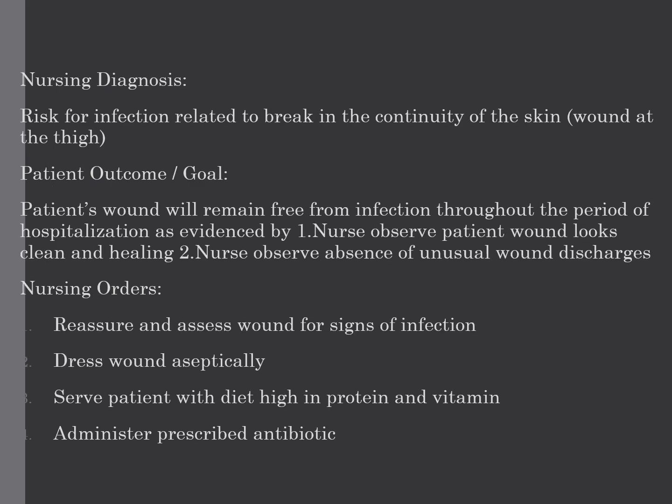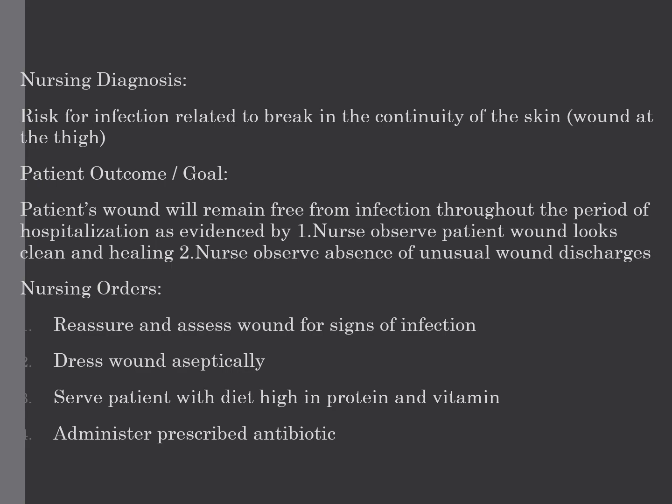Alright, so let's look at the last example, which is risk for infection related to breaking of the continuity of the skin, which is a wound at the thigh. Very simple. So your outcome objective will be: patient's wound remains free from infection throughout the period of hospitalization as evidenced by nurse observes patient's wound looks clean and healing, and nurse observes absence of unusual wound drainage. This type is normally used in the surgical unit or trauma.